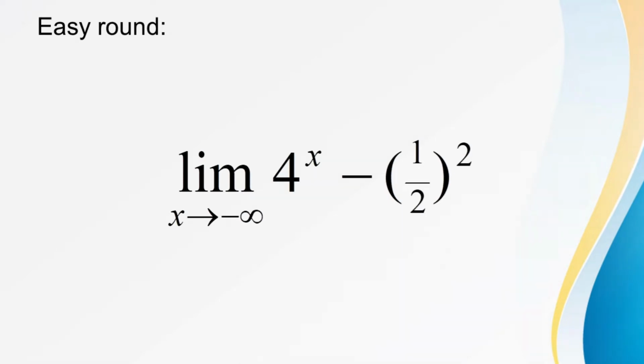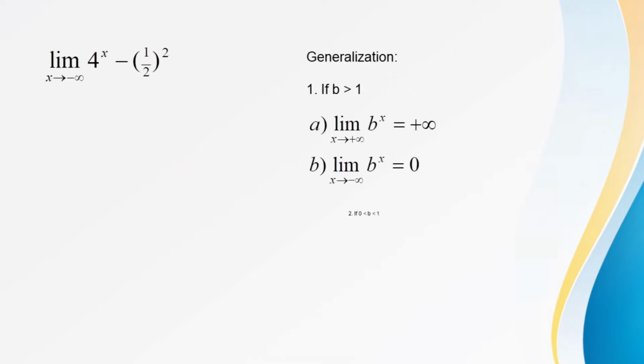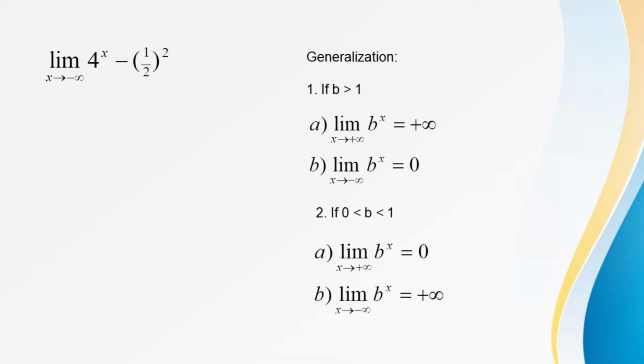The first step in this process is to identify where x is approaching in the function given. As we can see, it is approaching negative infinity. To be able to solve this, you need to be aware of the following generalizations for solving this type of function. If you look at it, for this function, we're looking at the limit of the function as x approaches negative infinity.